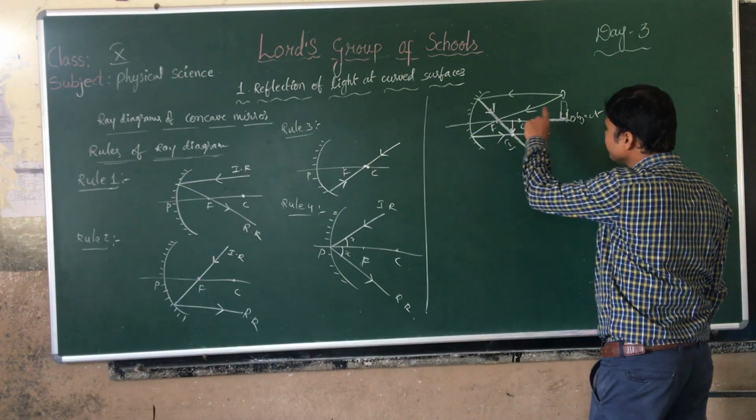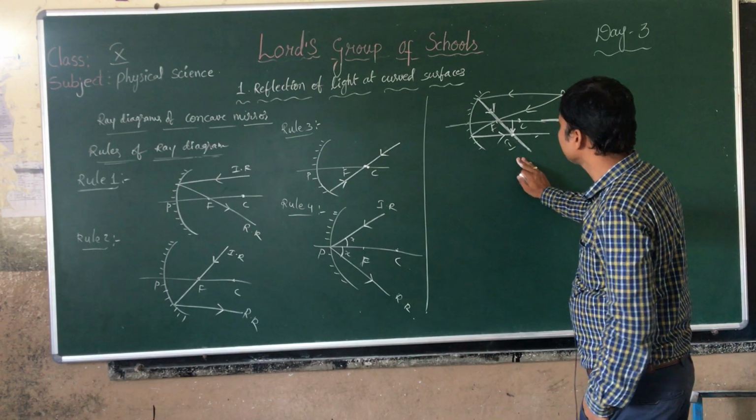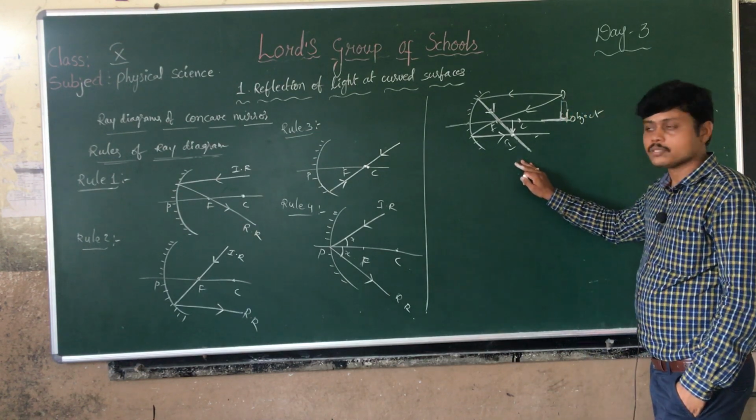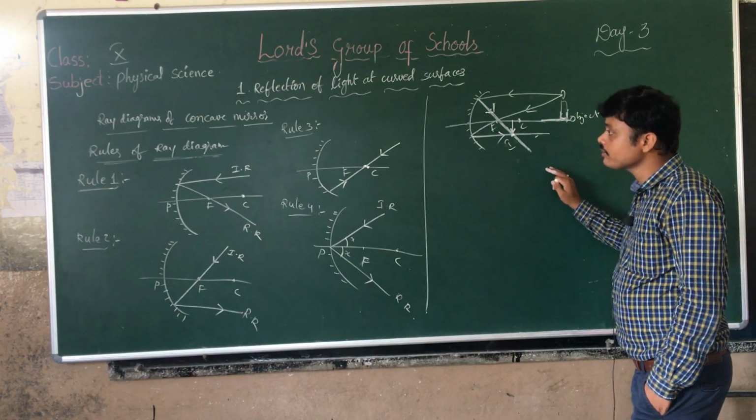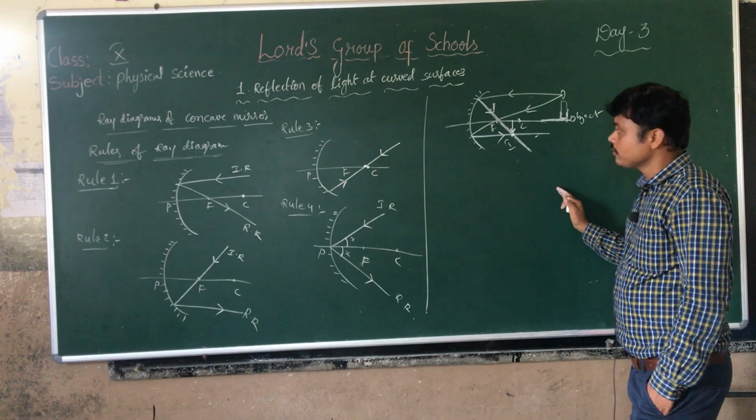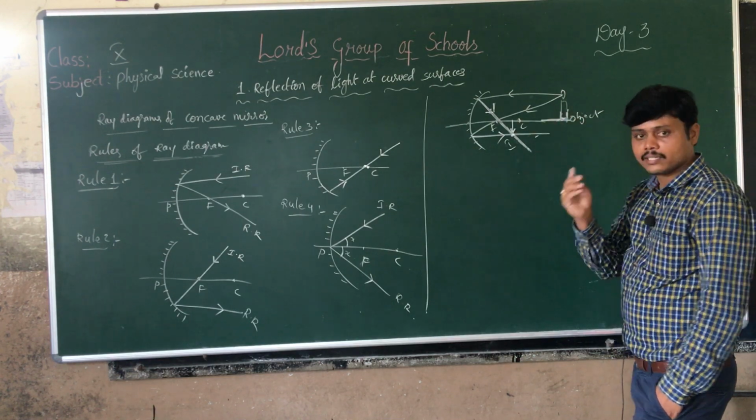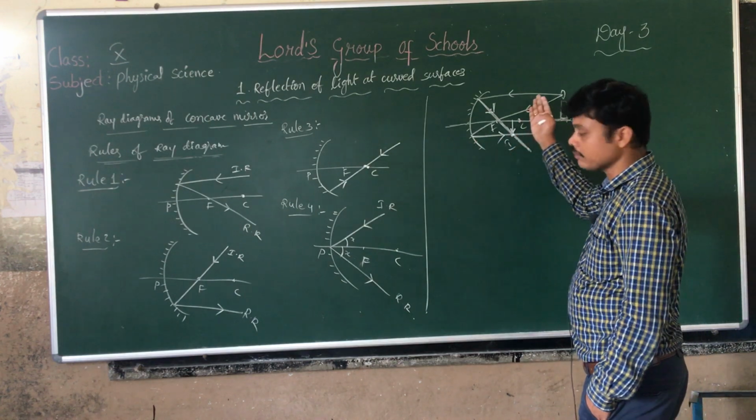So that's why we are getting the inverted image here. In this case, we are drawing the ray diagrams by taking the help of rules of ray diagrams. In these rules, we can use any 2 rules to draw the ray diagram. Clear? So here I have given a simple idea of how we are getting the location of the image with the help of the ray diagrams.